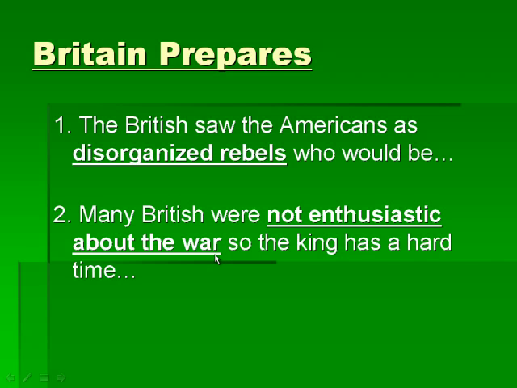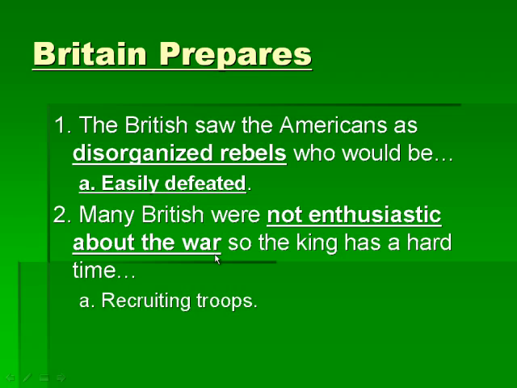One of the problems that the British have is that they're very overconfident. They see the Americans as disorganized rebels who are going to be easily defeated. Many British, because of this, are not enthusiastic about the war. They just think, we're going to go over there, they're going to be beaten, it's going to be done. But this means that the king has a very difficult time recruiting troops. There's just not a lot of support, so people don't want to go over there. People don't see the point.